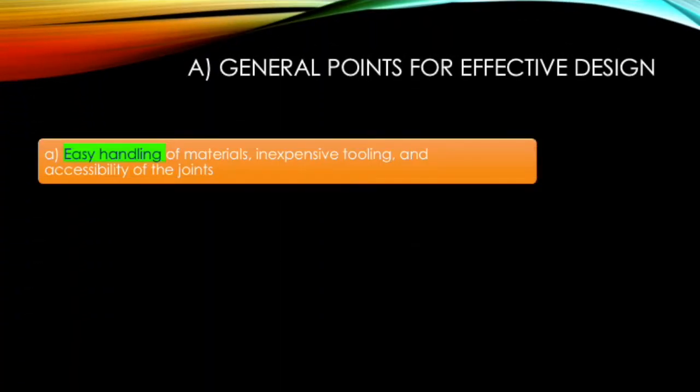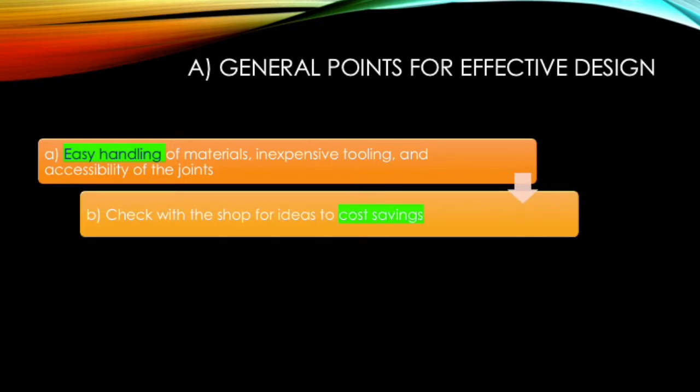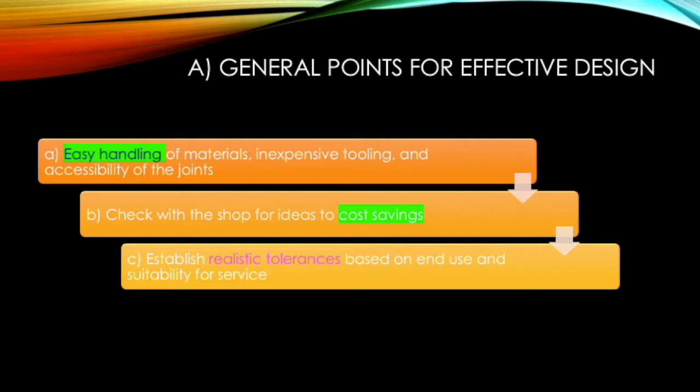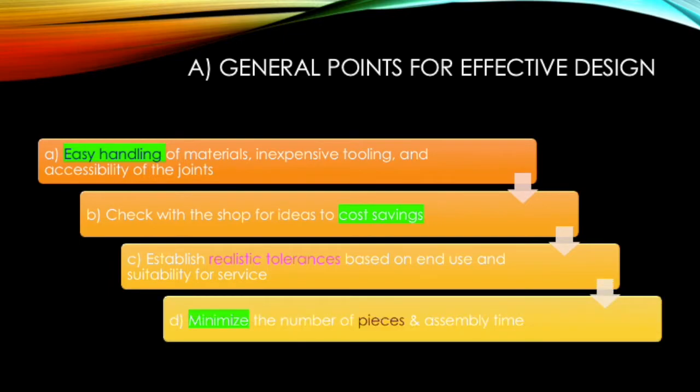General points of effective design basically start with the ease of handling of materials. This is followed by what cost saving strategies we are going to employ, then what realistic tolerances we are going to give for our structure, and how can I minimize the number of pieces.